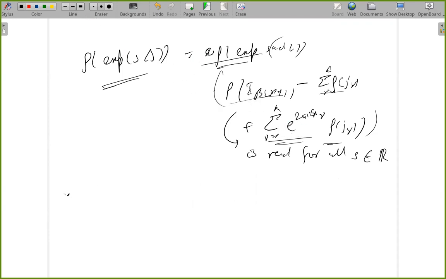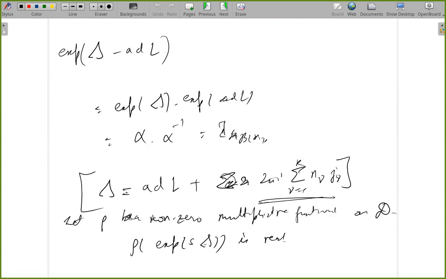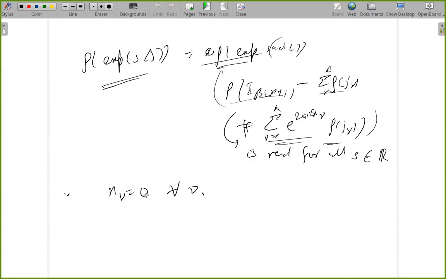So maybe I'll talk about it next time. Let's not waste too much time here. But using this fact, you will be able to show that this part actually has to be 0. All the nus must be equal to 0. And then if you look back at the definition, what you'll get is lambda is equal to add L. So there is a question mark here. So maybe I'll revisit next time.